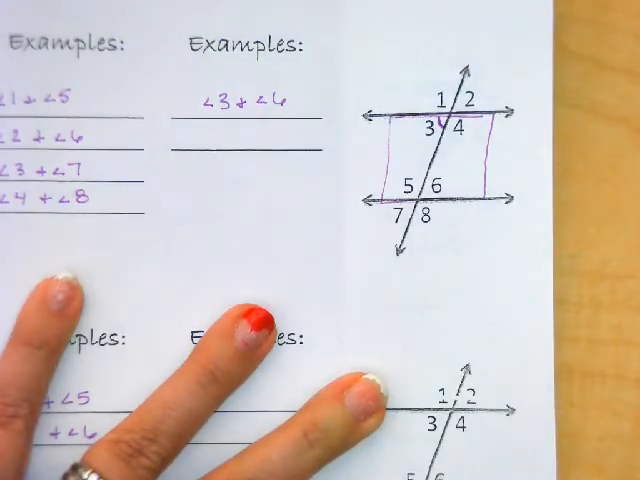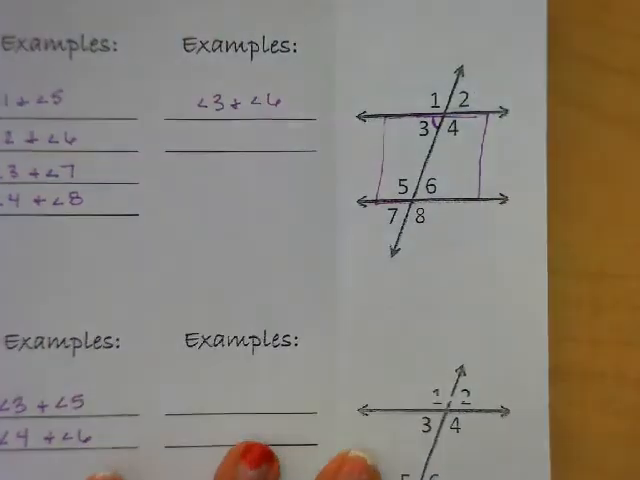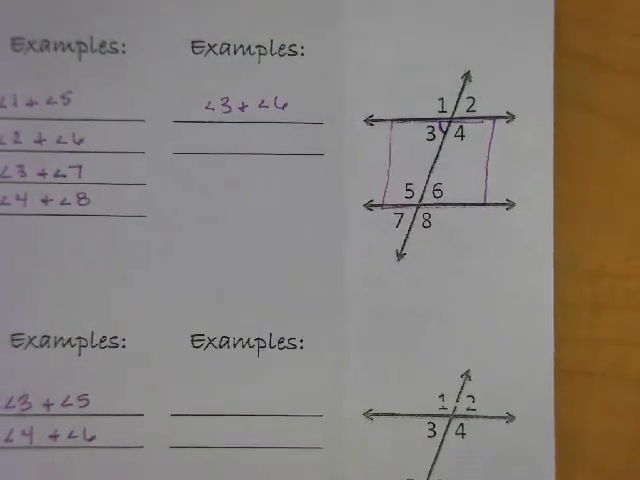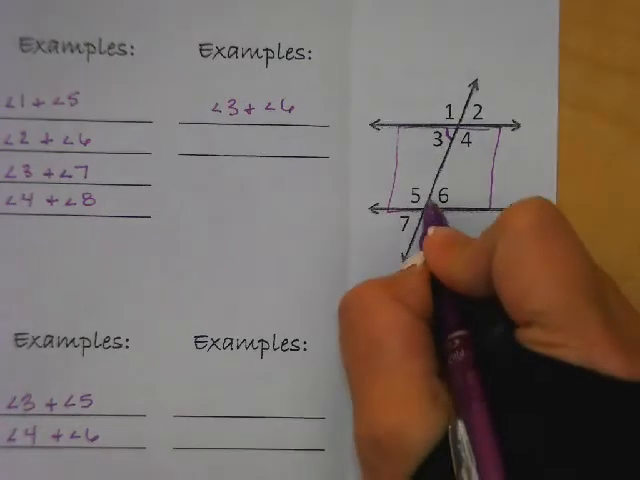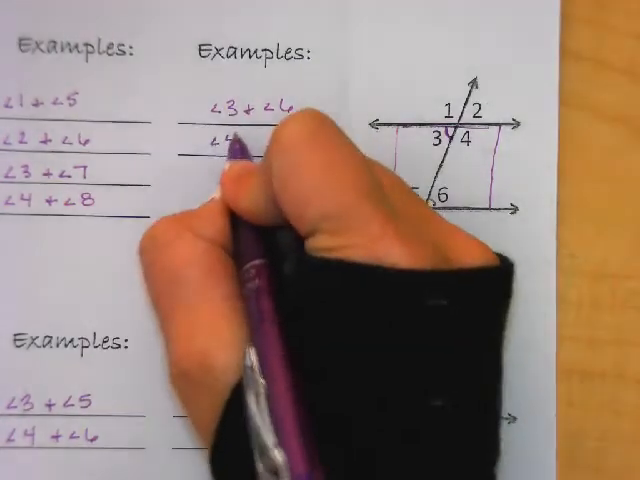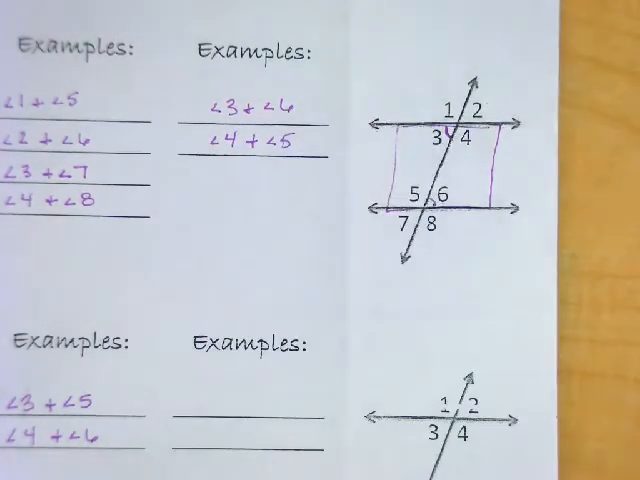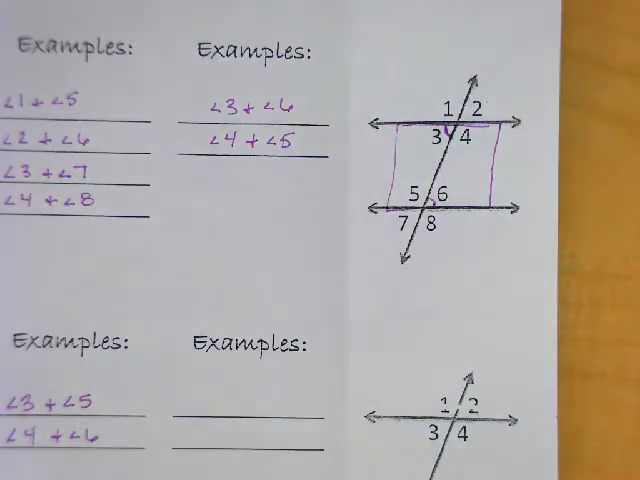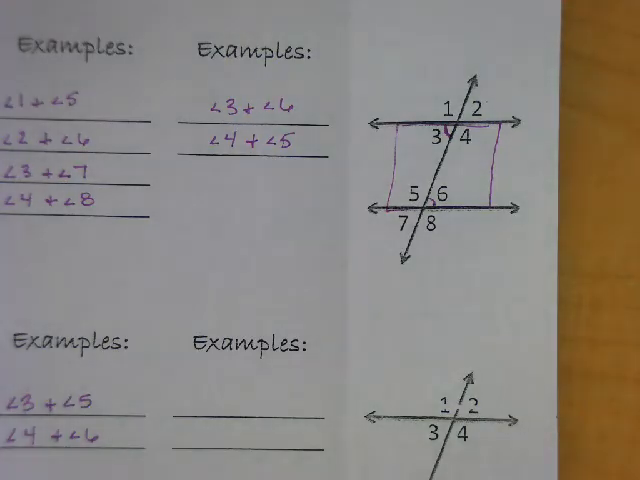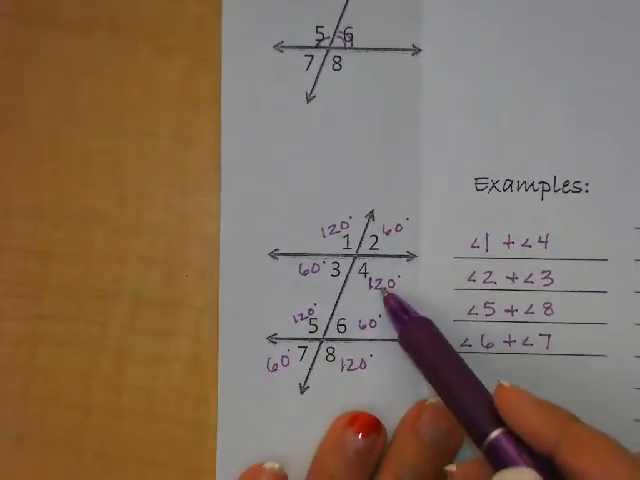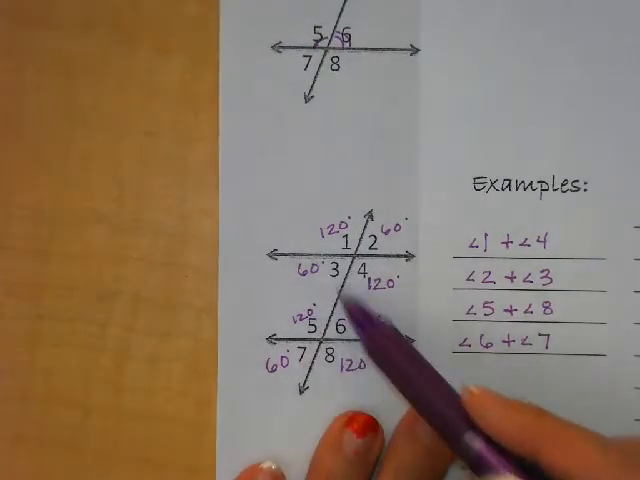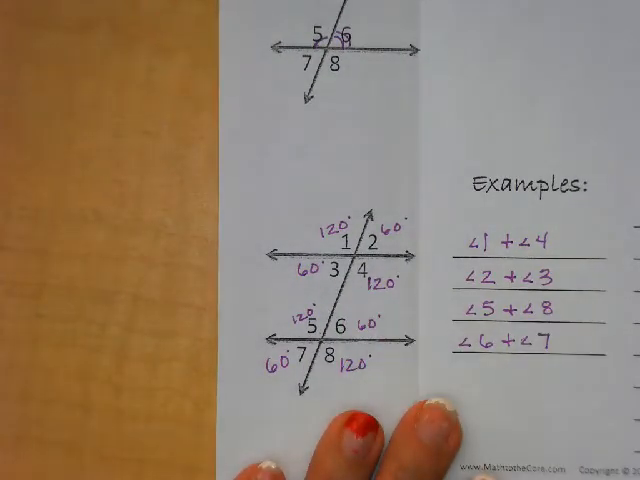They are equal. What other alternate interior angle do we have? Angle 4 and angle 5. And remember, they are equal. So if we go back to where we put all of our numbers a minute ago, look right here. 4 and 5, 120, 120, 6 and 3, 60 and 60. You see how that works out?